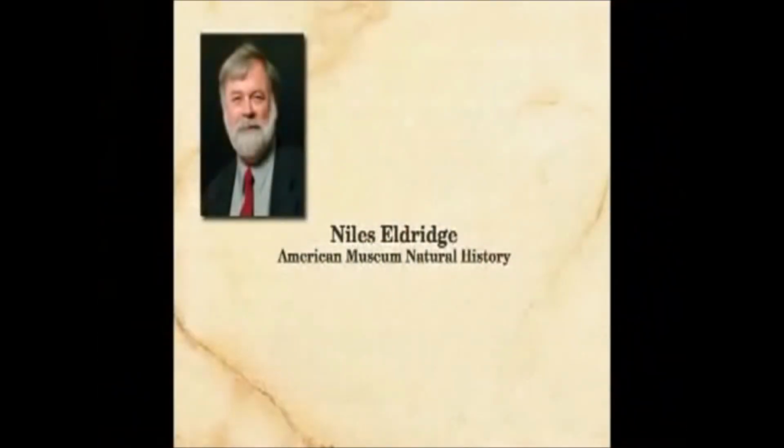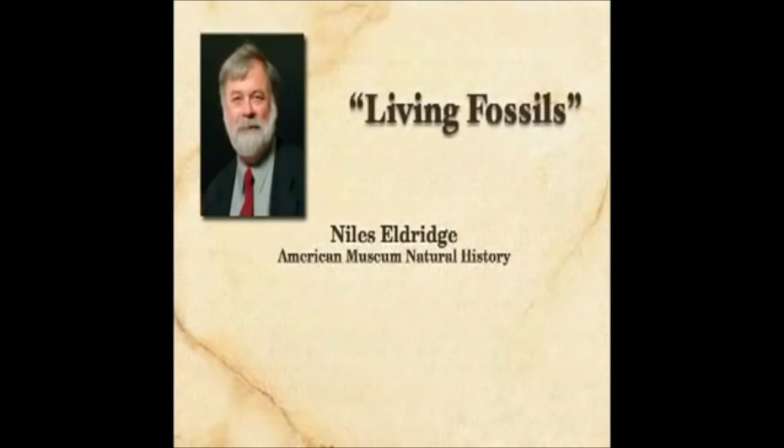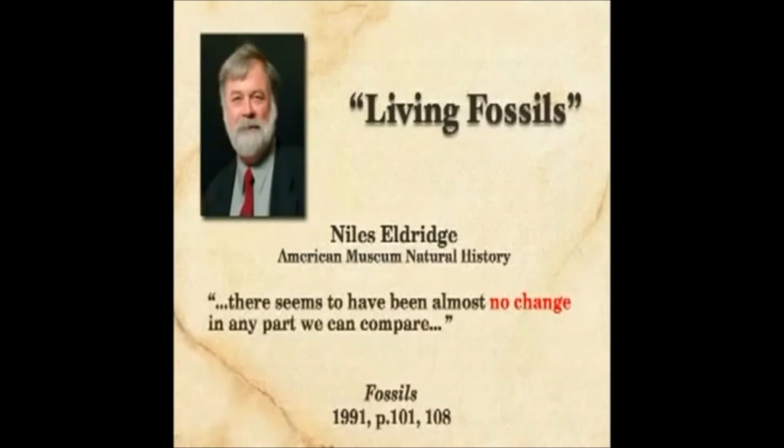The problem for the evolutionist is we find that kind of thing all the time. That's really not that unusual. They're called living fossils. Niles Eldredge wrote a book about that. He's the curator of the American Museum of Natural History and professor at Columbia. He says there seems to have been almost no change in any part we can compare, that is, of these ancient fossils supposed to be down at the bottom that are found alive today.